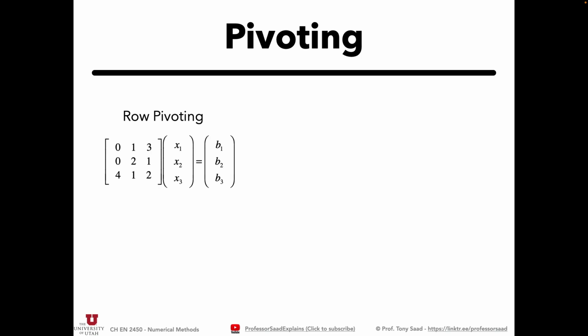So let's start with this example. These are three equations and three unknowns, right? Equation 1 is 0x1 plus x2 plus 3x3. And then equation 2, 0x1, 2x2 plus x3, and so on. Okay? Now you look at this equation. In the first equation, the main diagonal entry is 0. The off-diagonal are 1 and 3. So 0 is not greater than 1 plus 3. So therefore, we know that the first equation is not diagonally dominant.